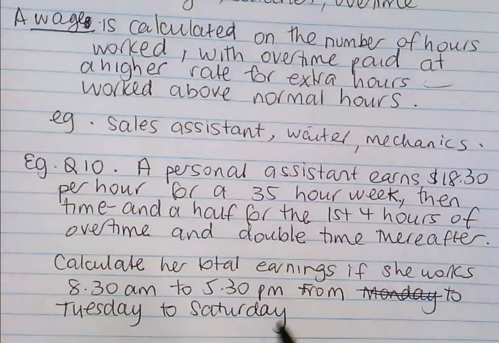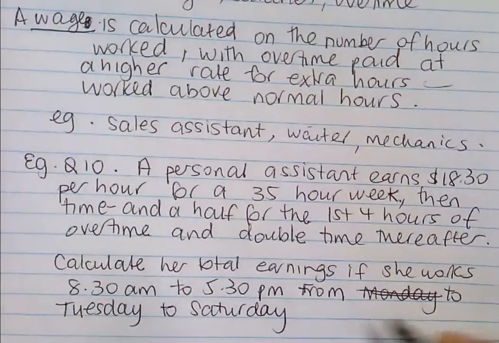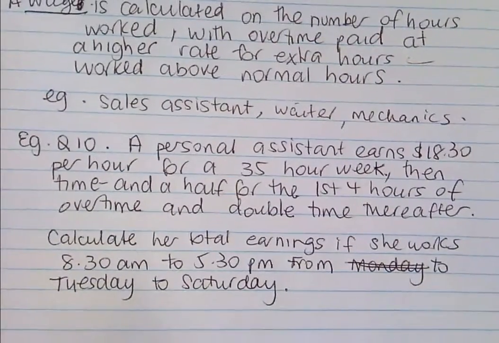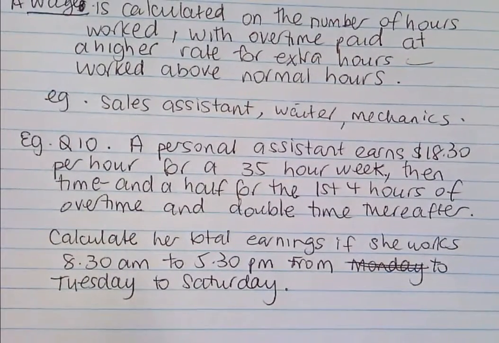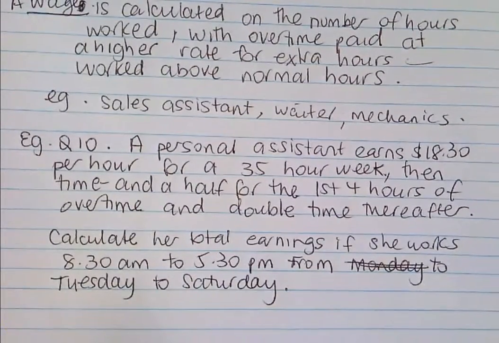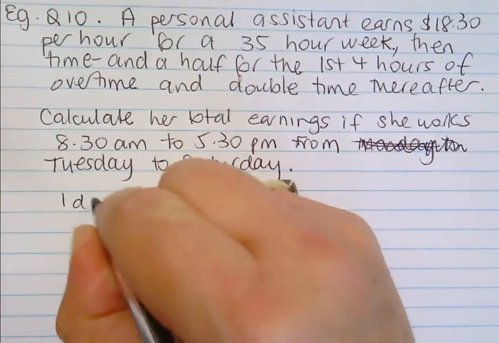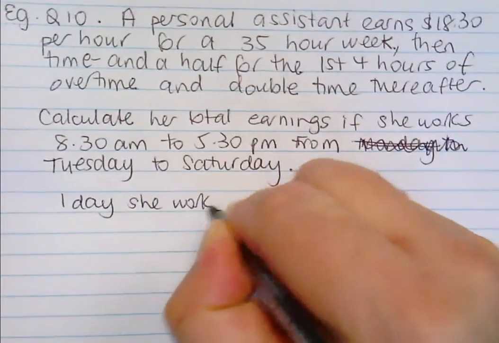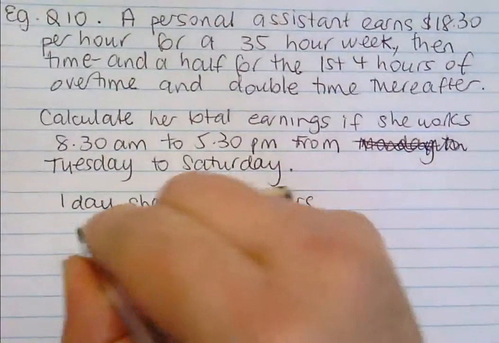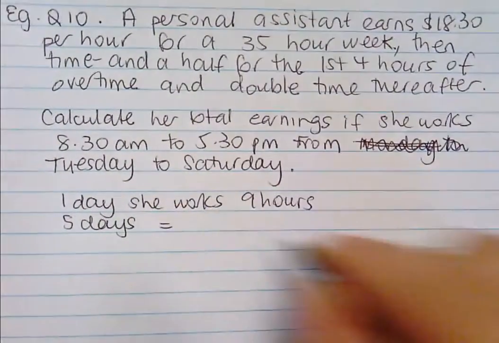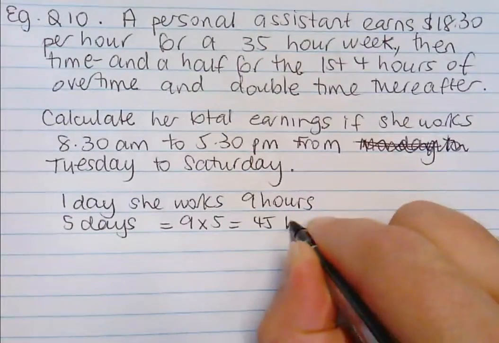So she works 8:30 a.m. to 5:30 p.m. from Tuesday to Saturday. They haven't mentioned that she has a lunch break, so unless they mention she has a lunch break, you don't take out the hours for lunch. But often in the real world, they don't pay you for your lunch break, okay? So just be careful. If they say she has an hour lunch, you need to take that off the hours every day. All right, so 8:30 to 5:30, in one day, she works 9 hours. For the 5 days, that equals 9 times 5, which is 45 hours.